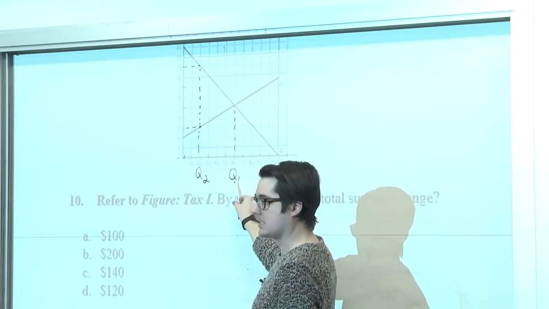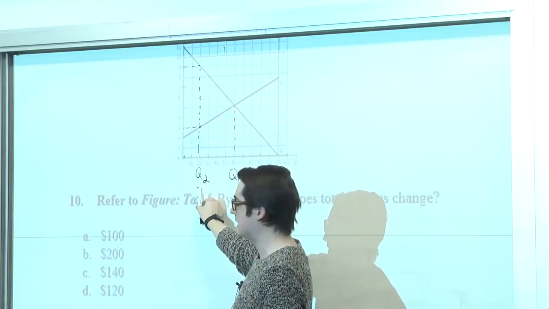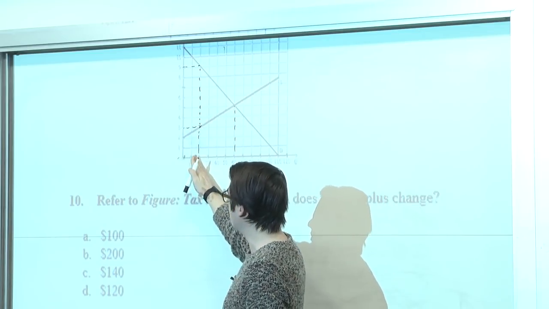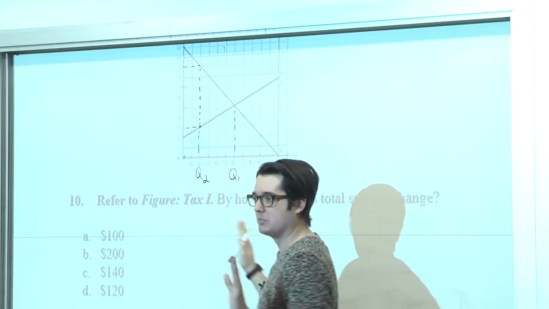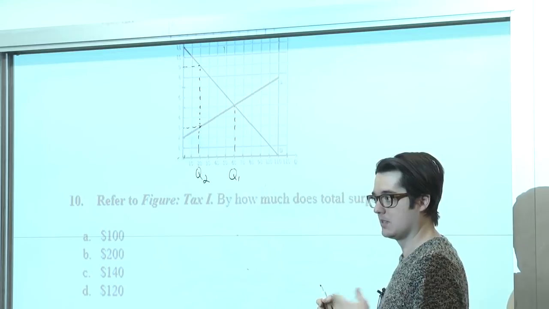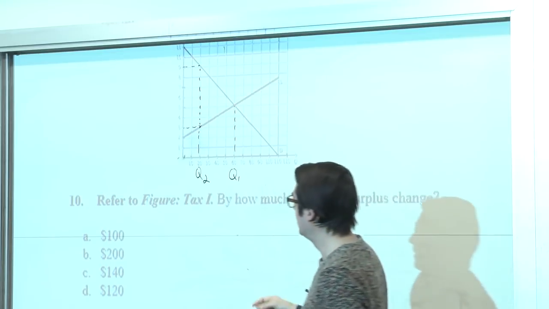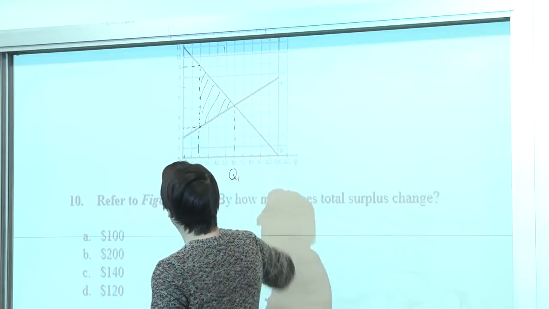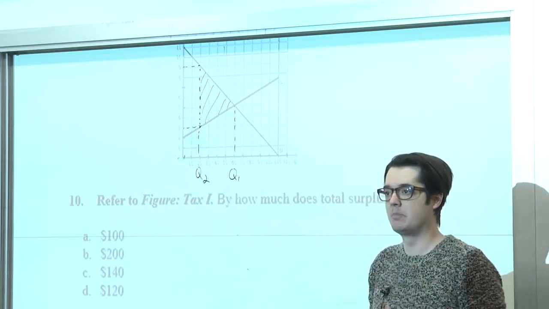You no longer sell 60 things. You only sell 20 things, right? So all the surplus you got from those additional 40 things has completely gone away, right? That's a loss in surplus because we imposed this tax. Okay, so this area here is going to be the change in our surplus by imposing this tax.